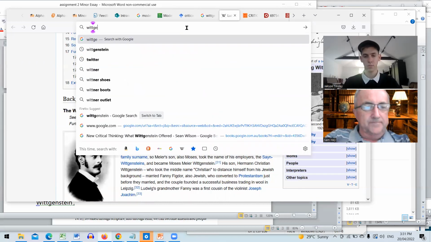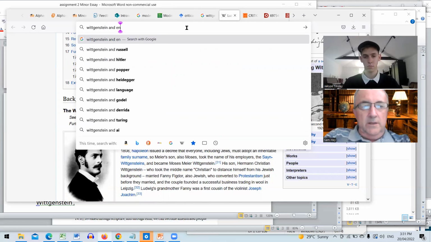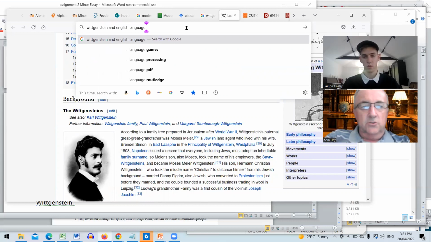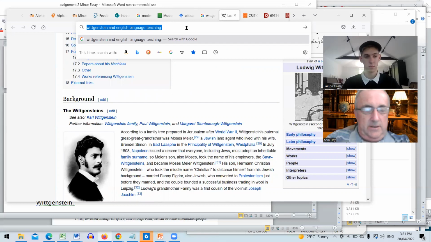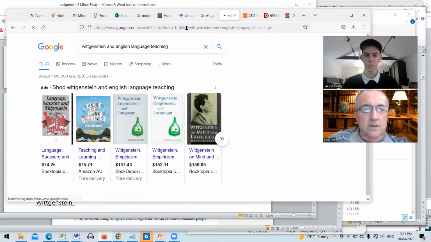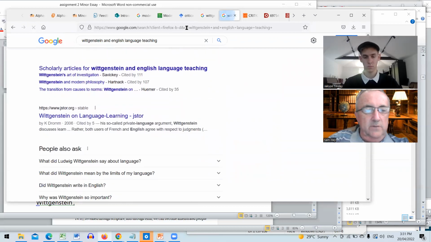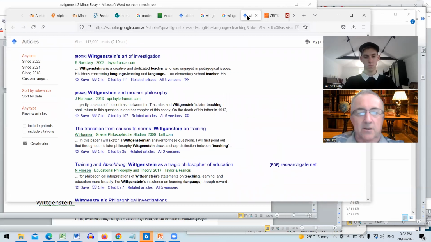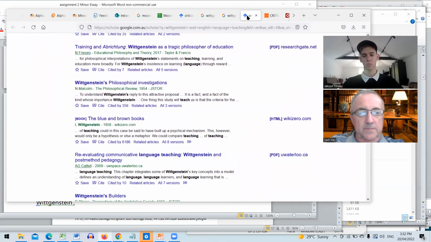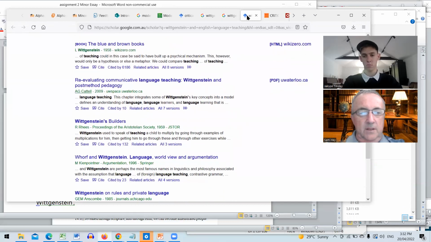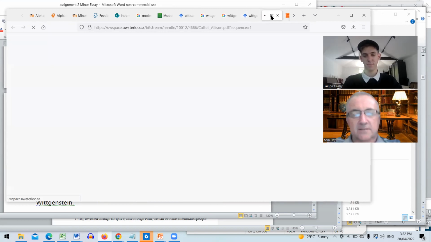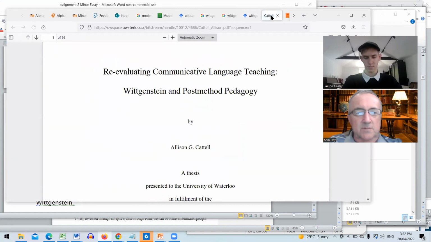But you could then go to Wittgenstein and English language teaching. Take it right to section 3 of your assignment and what's it going to be on. So you could go there, find some articles there, and particularly the scholarly articles. This is just one way of exploring a rabbit hole, but you need to be careful because these will get you into trouble if you go down a rabbit warren that goes away from what you're wanting to look at. So it needs to be used with care.